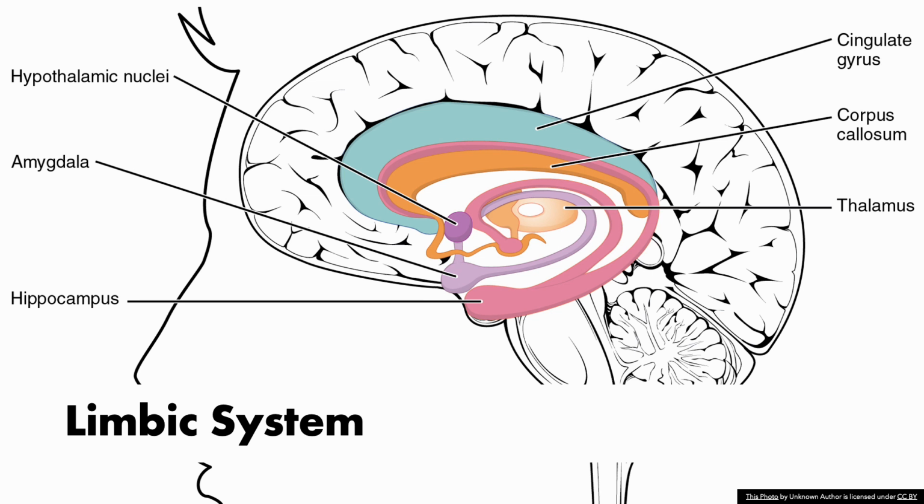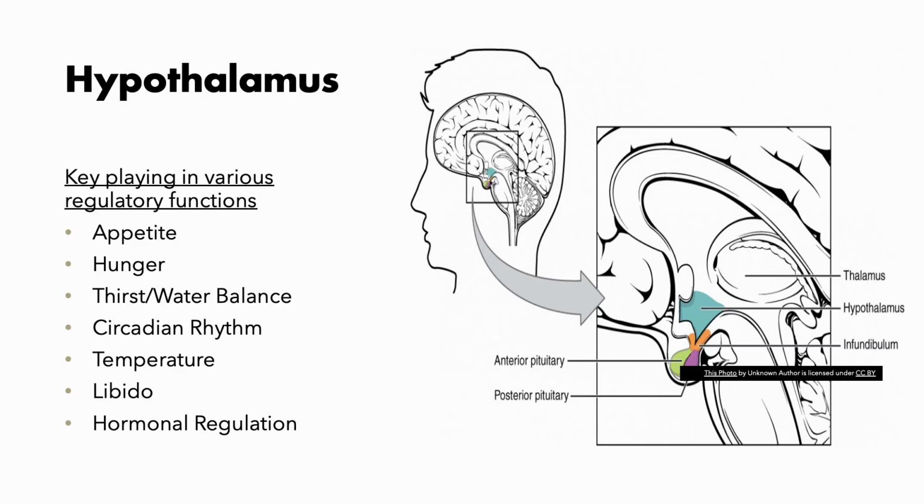The limbic system is the essential system for the regulation and modulation of emotions and memory. It's composed of the hypothalamus, thalamus, hippocampus, and the amygdala. The hypothalamus plays key roles in various regulatory functions such as appetite, sensations of hunger, thirst, water balance, circadian rhythm, body temperature, libido, and hormonal regulation.